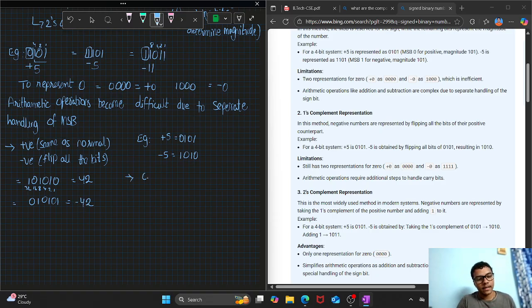And it still got its limitations. 0 can be represented as 0000. And we can flip all the bits, sorry, 1111. This represents positive 0 and this represents negative 0. That is not possible. That is not how the representation should be. And arithmetic operations are difficult.